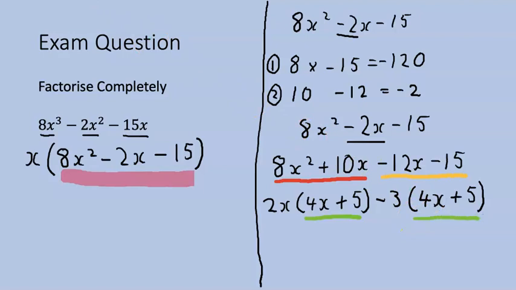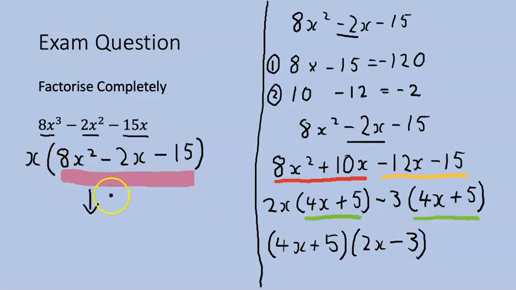So when I rewrite this, I'm then going to write 4x plus 5 here, because that's what I found. Now if I cover up this 4x plus 5, I have 2x left. And if I cover up this 4x plus 5 here, I have minus 3. Close the bracket, and I'm done. So therefore, when we write this horrible, nasty, disgusting expression, I'm going to open my bracket and I'm just going to write that.